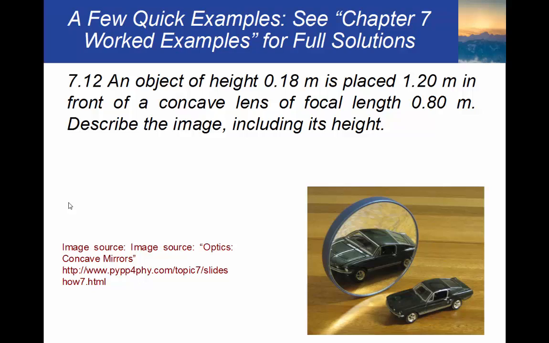Alright, let's look at one more example. You have an object of height 0.18 meters and it's placed 1.2 meters in front of a concave lens of focal length 0.80 meters. So now what's the image going to look like? And once again, I've kind of lied to you in my pictures. This is a mirror, not a lens. But that's okay because a lot of the principles will still work out the same.